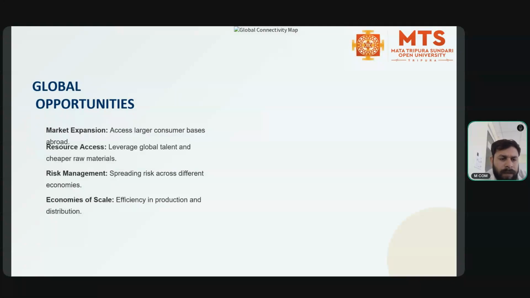Risk management. As I have previously stated, while we are focusing on one economy, India, it just makes your product available only to this market. But when you are making your company available in other countries, then you are spreading your risk, in a way, because you are taking market share there also.